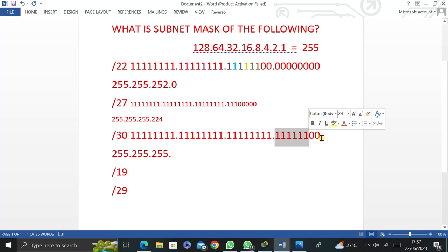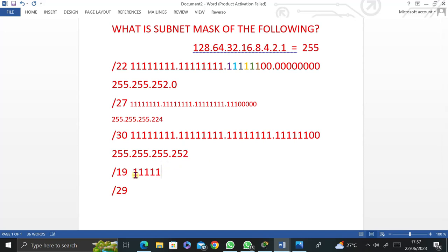So 4, which will be equivalent to the same number here. So this is 128, 64, 32, 16, 8, and 4. They will be in the same range also, which will be 252 here. So the next thing, we need to go to slot 19.